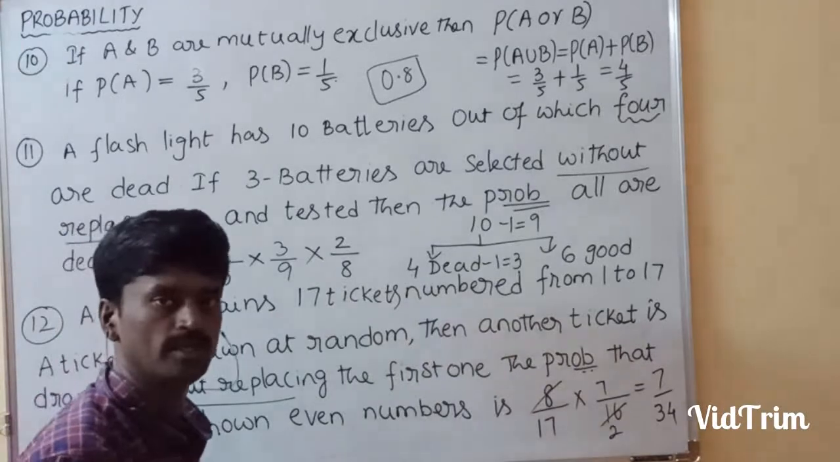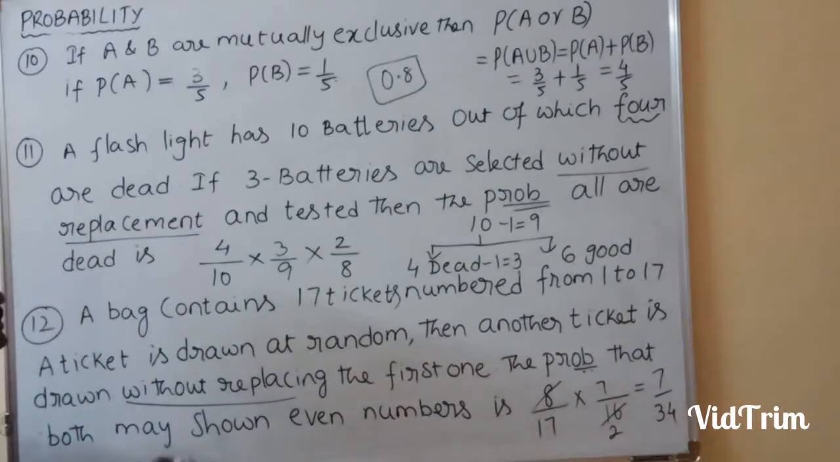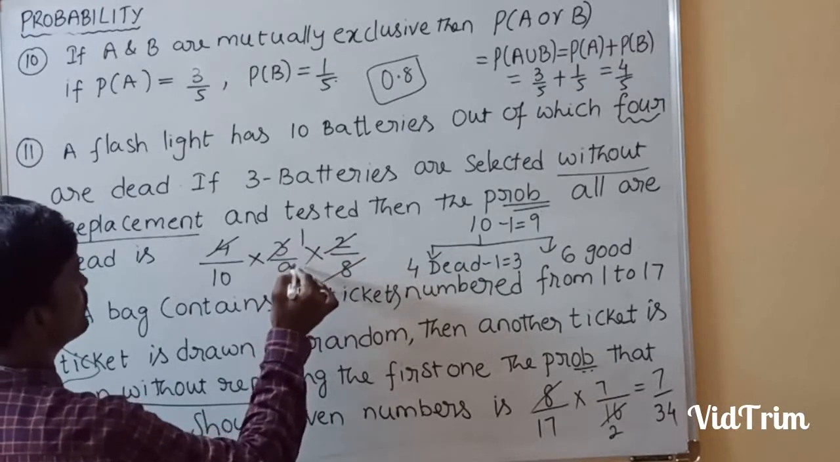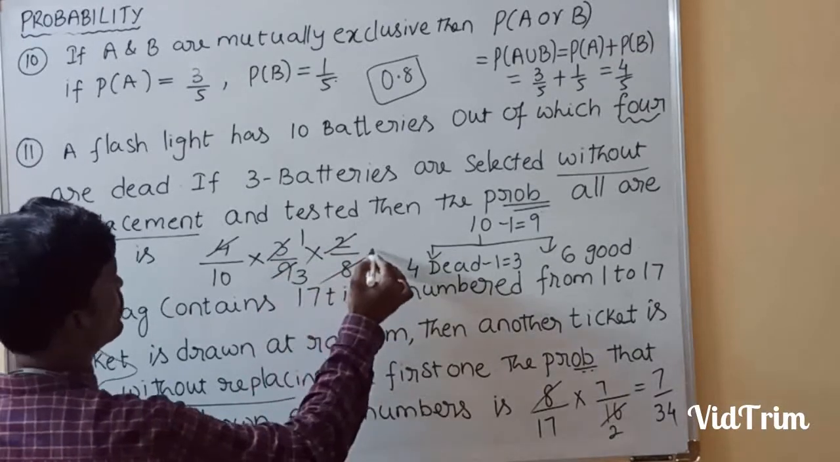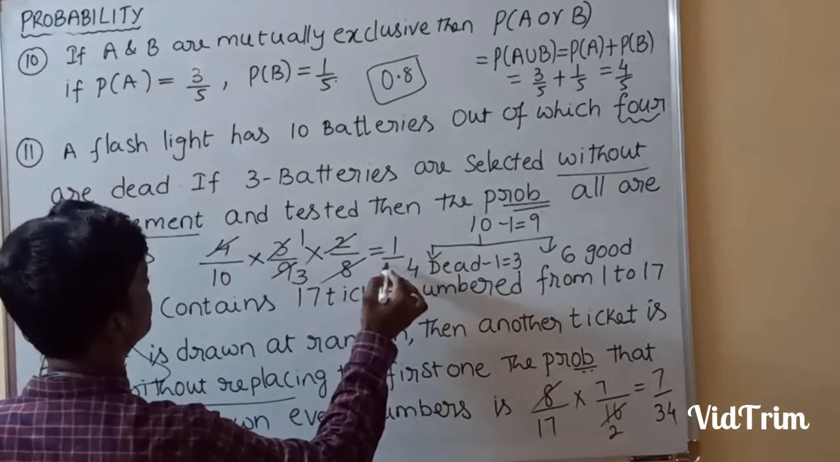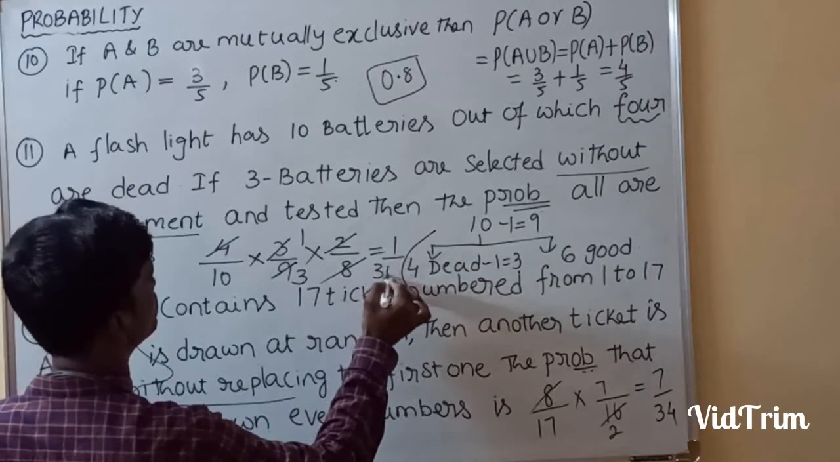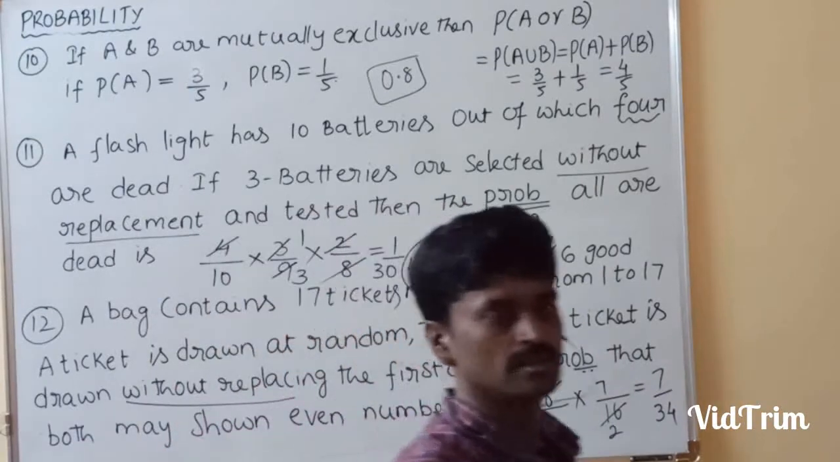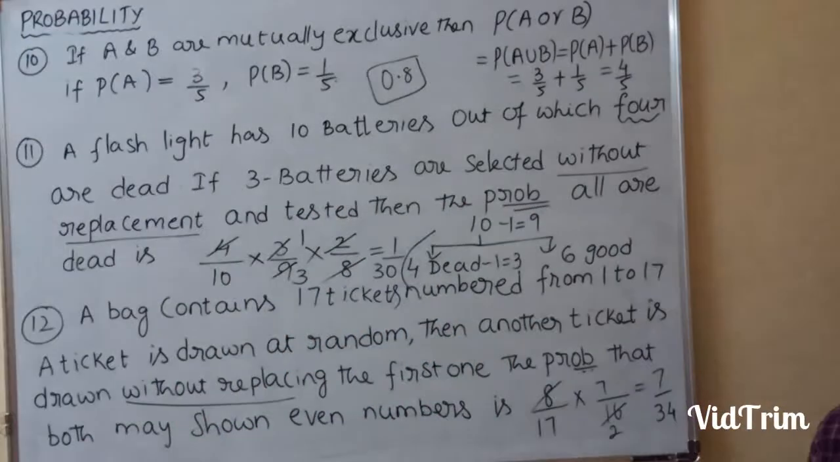Correct? 2 by 8. So simplify this. 4 into 2, 8. Cancel. 3 ones, 3 threes. So what is the answer? 1 upon 3 10, 30. 10 into 3, 30. See, just a one line answer. Over.